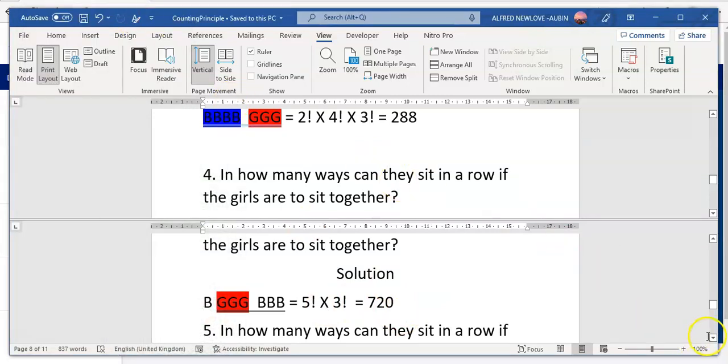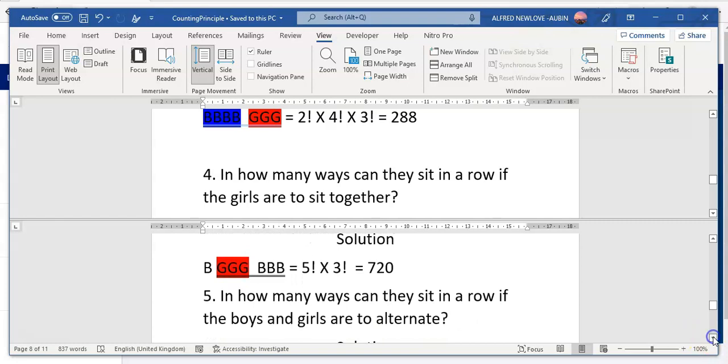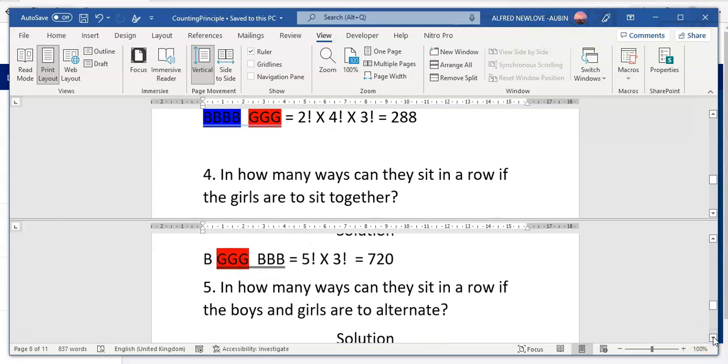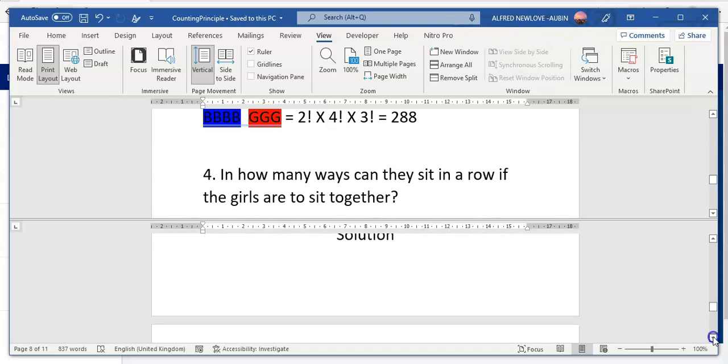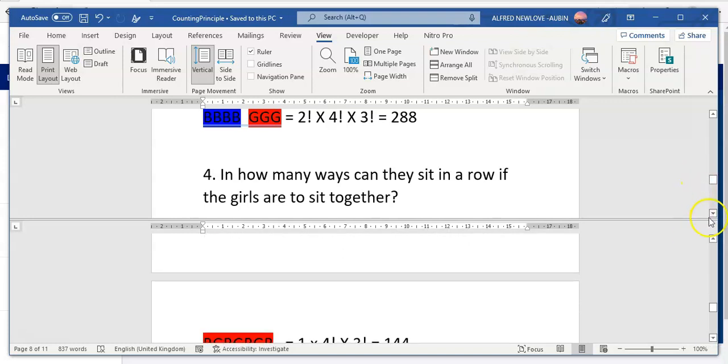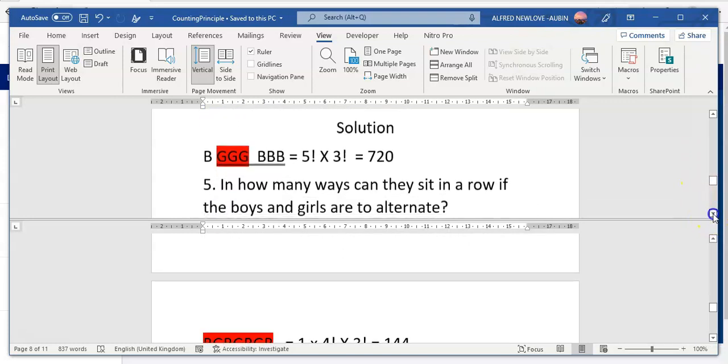Okay, let's see what we are going to do next. In how many ways can they sit in a row if the boys and girls are to alternate? Alternate, what does it mean? Boy, girl, boy, girl, boy, girl, like that. So here, what are we going to have to alternate? Let me put a question at the top.